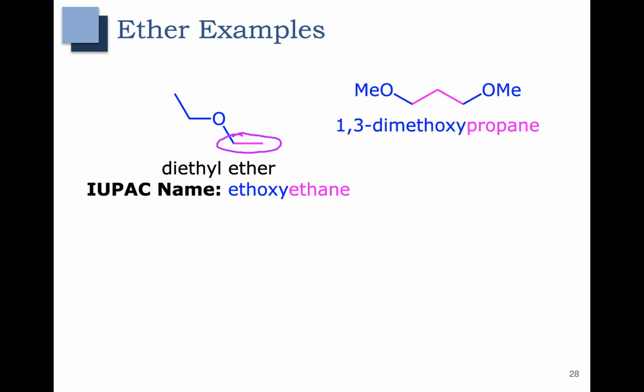In this example, our parent chain is 1, 2, 3 carbons long. That's where we get propane from. If we number, we have a methoxy group at position 1 and at position 3. So that gives us a 1,3-dimethoxy. It doesn't matter if we number from the left or the right, we'll get the same name.